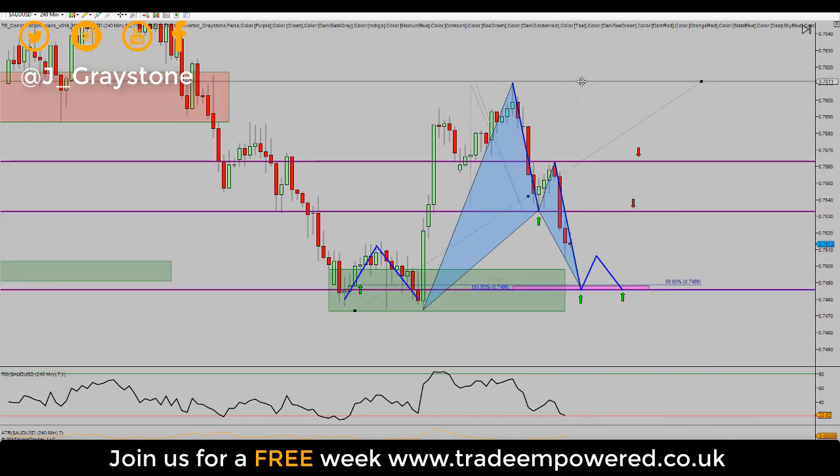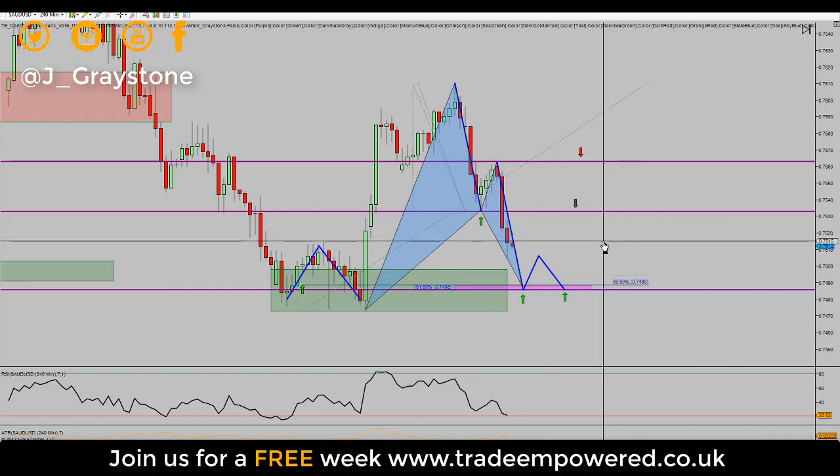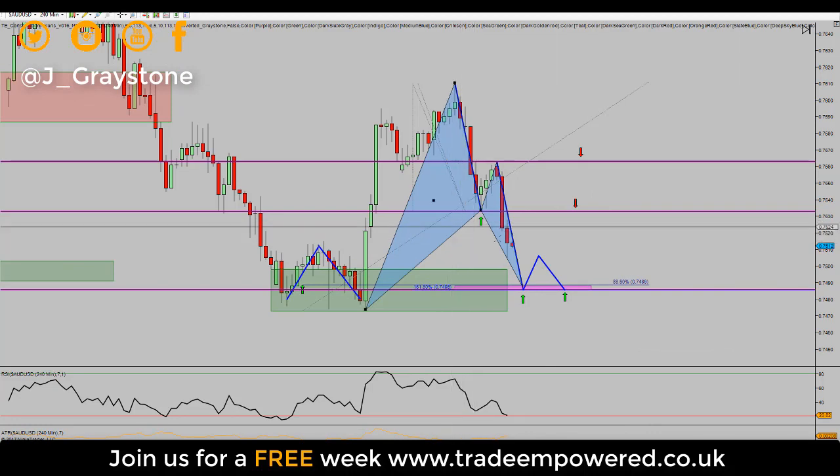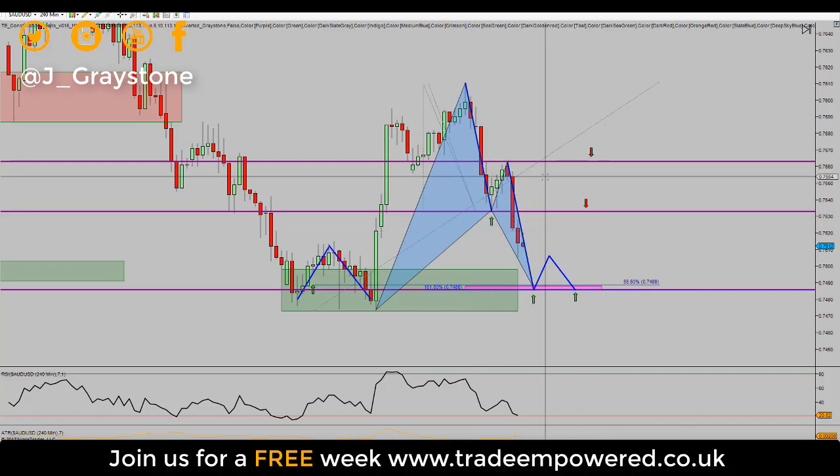Now, there's a couple of options for you depending on what type of trader you are. If you use patterns in your CTS score, you're obviously going to give yourself an increased score, 3 points for that. But if you're a bat pattern trader, then you're going to enter aggressively down at 74.89.